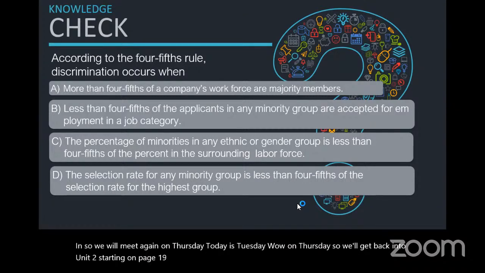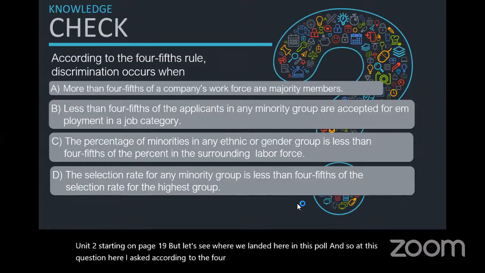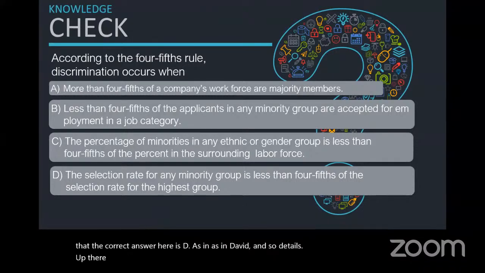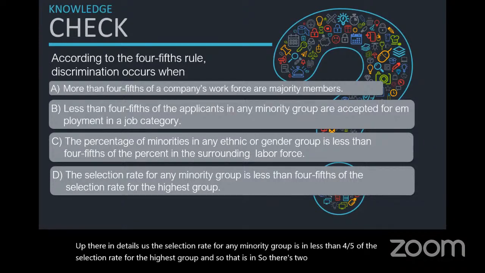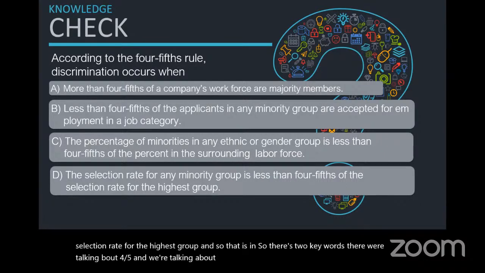But let's see where we landed in this poll. With this question, I asked, according to the 4/5 rule, discrimination occurs when what happens? The correct answer here is D, as in David. D tells us the selection rate for any minority group is less than 4/5 of the selection rate for the highest group. There are two key words there: we're talking about 4/5 and we're talking about highest group. That is really what the 4/5 rule is referring to when we talk about discrimination.